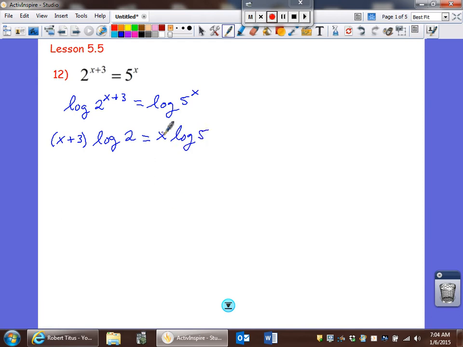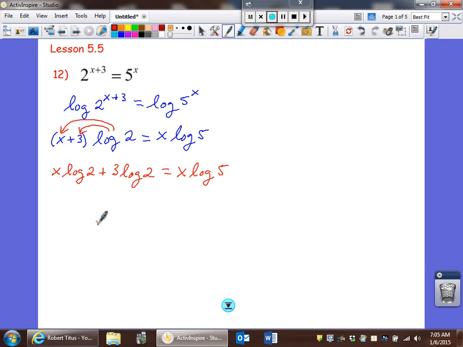Alright, the right side is done. There's nothing really to separate, but you got parentheses over here, and we're going to take this log of 2 and we're going to distribute it into x plus 3. So we're going to be left with this x times the log of 2 plus 3 times the log of 2 is equal to x times the log of 5.